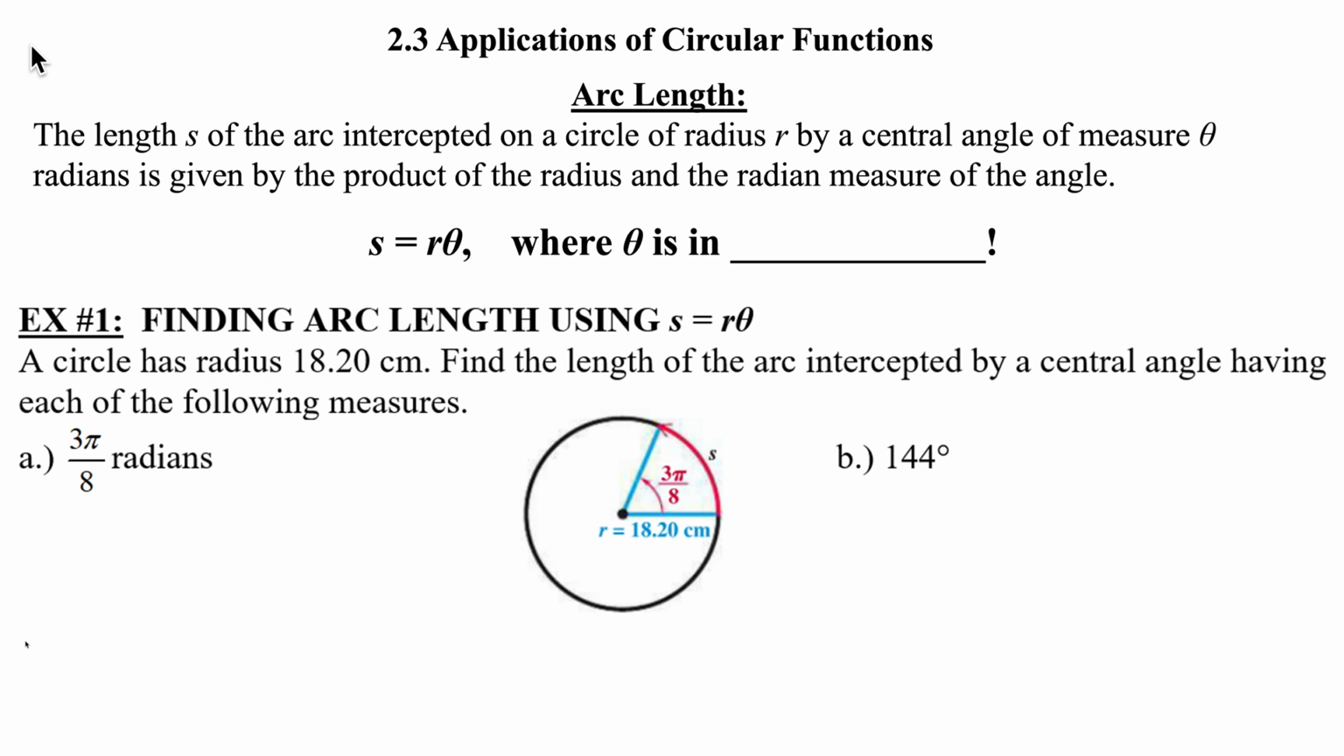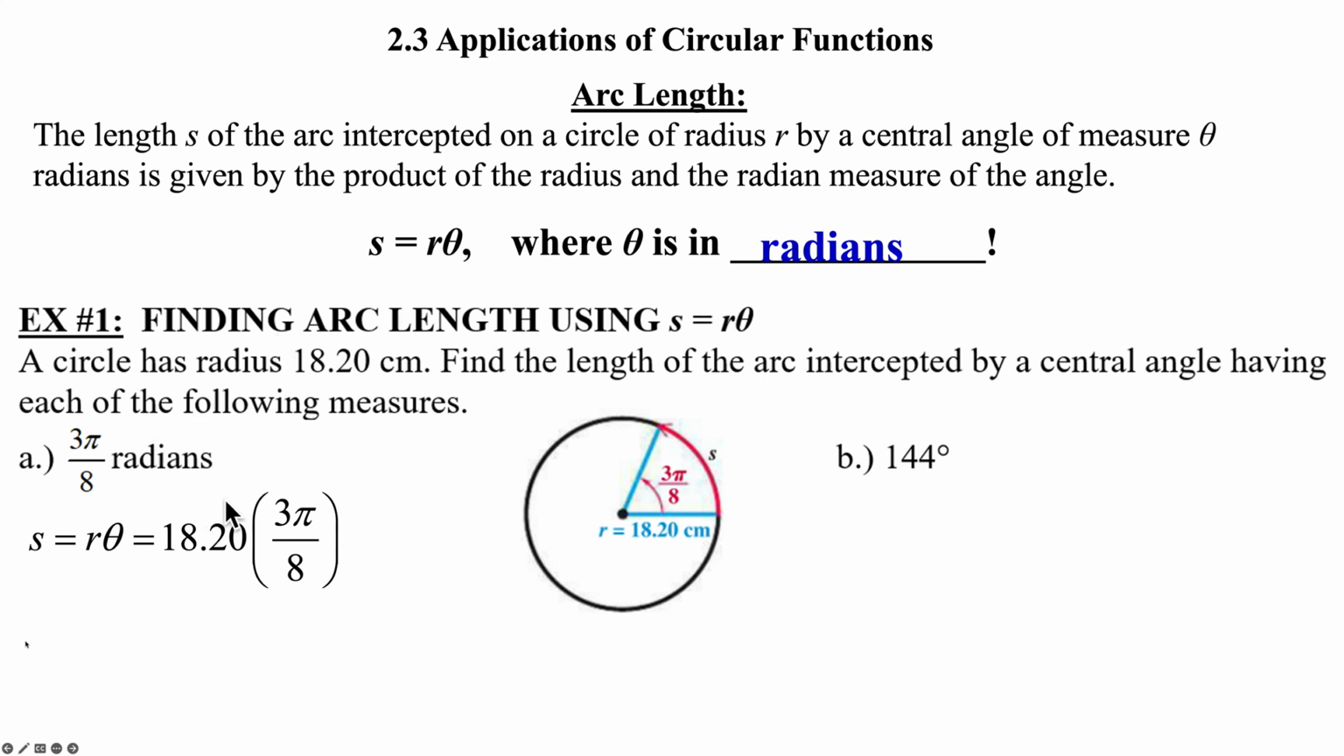All right, welcome to section 2.3, applications of circular functions. We're going to look at now this arc length, where we've been talking about the length s of the arc intercepted on a circle of radius r by a central angle of measure theta radians is given by the product of the radius and the radian measure of the angle. So s equals r times theta, where theta has to be measured in radians.